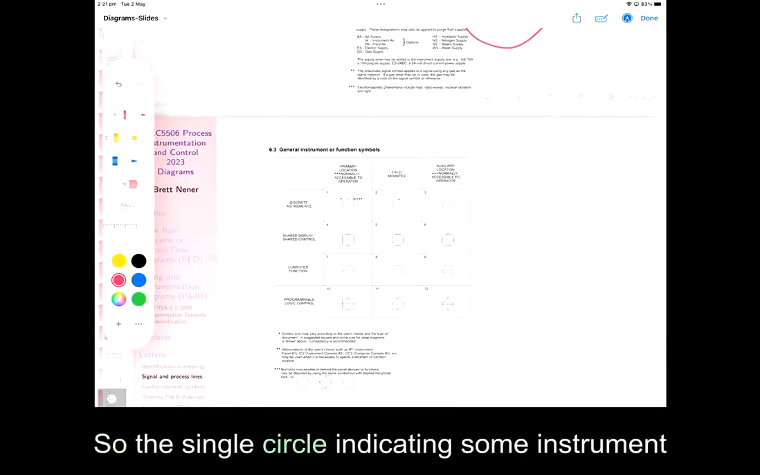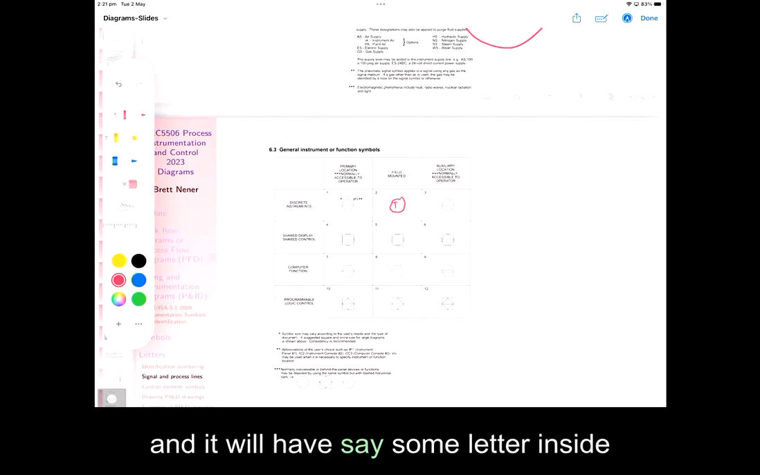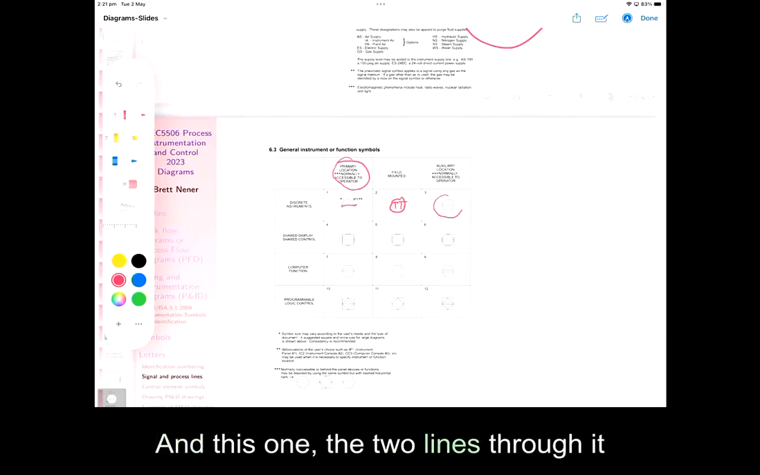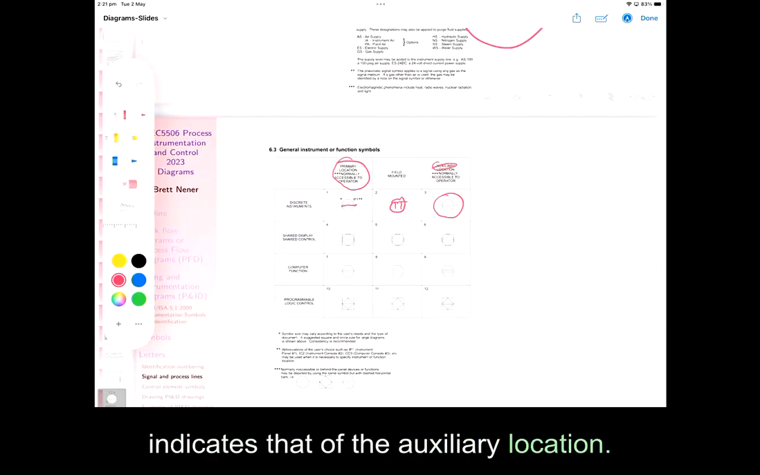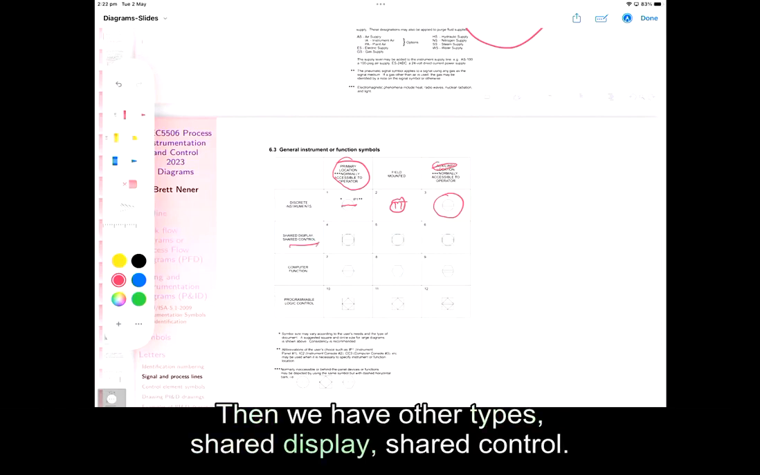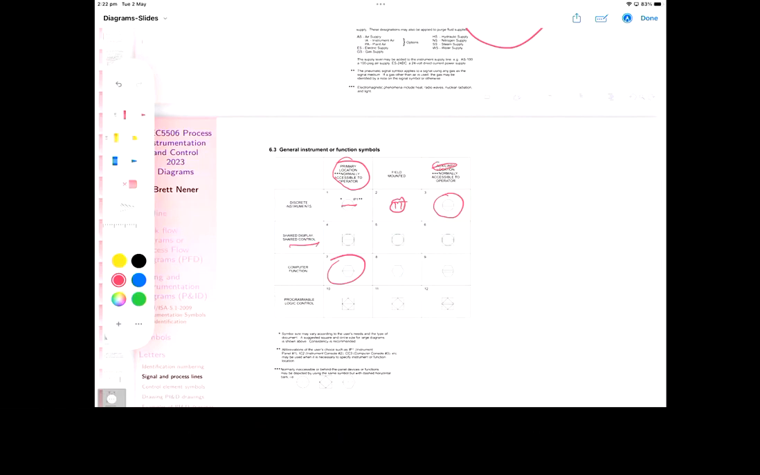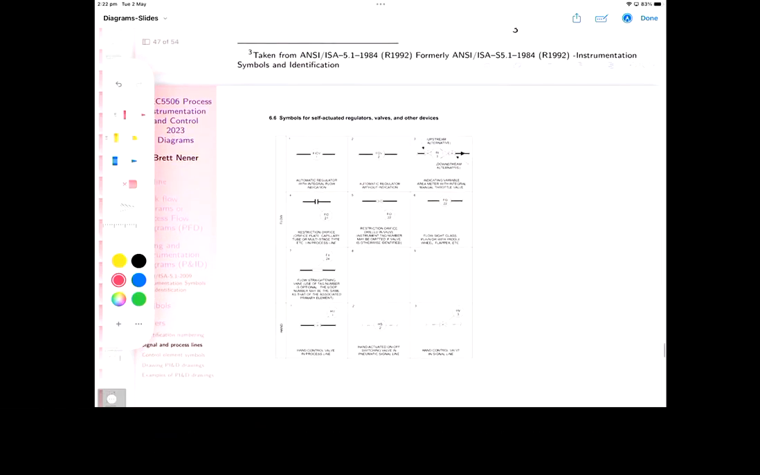So the single circle indicates some instrument, and it will have, say, some letter inside, like temperature transmitter. And if it's got a line through it like this, we said it's normally accessible by the operator. And this one with 2 lines through it indicates an auxiliary location. Then we have other types: shared display, shared control. The hexagon indicates a computer function, and a PLC is indicated by this symbol.